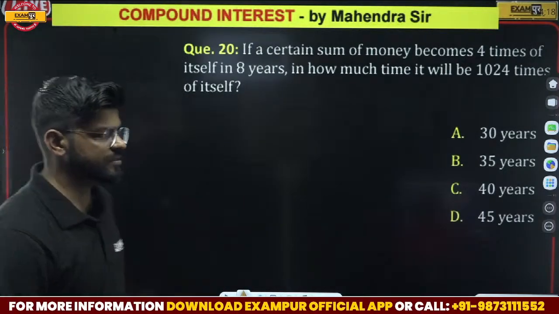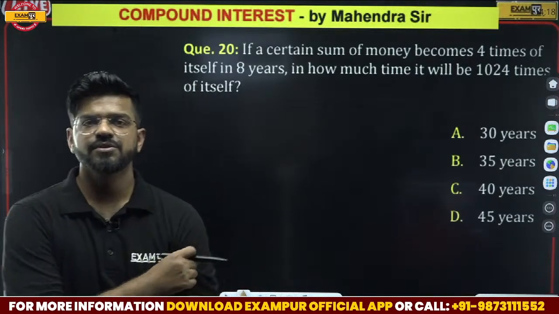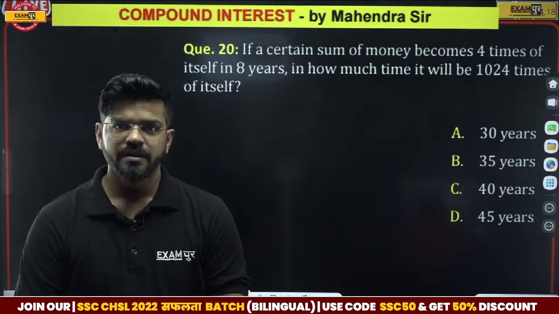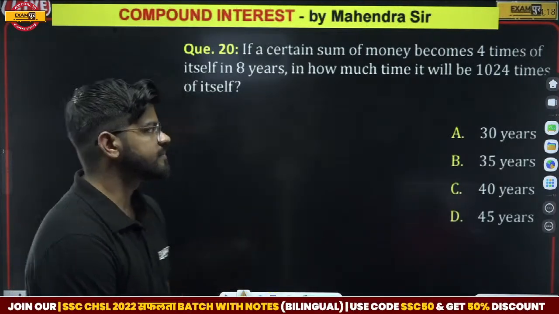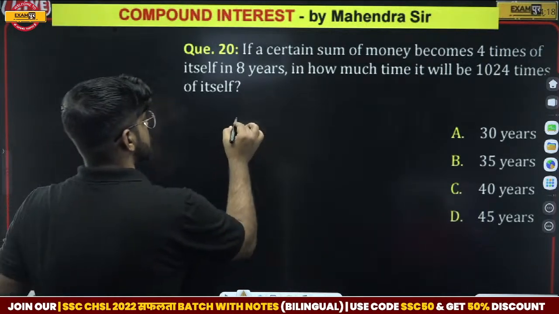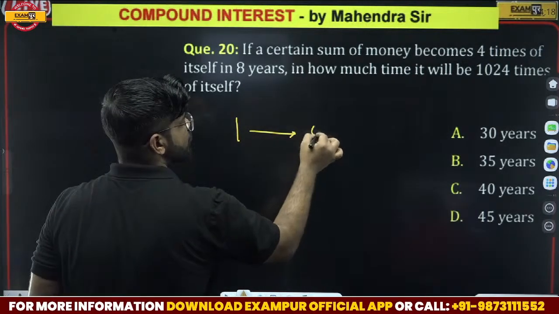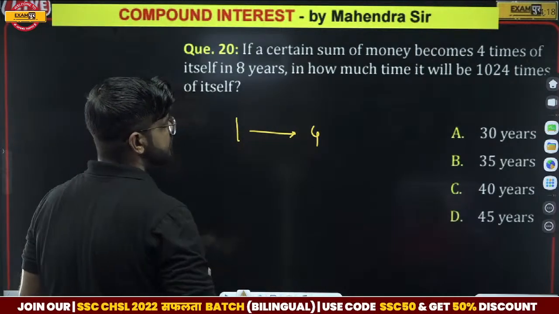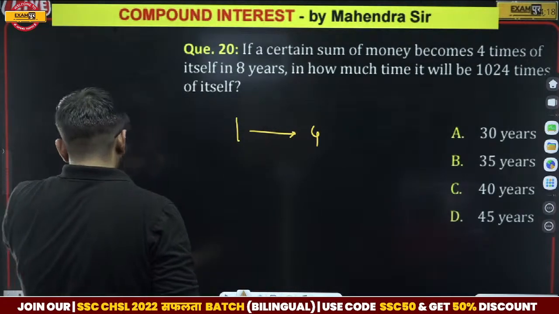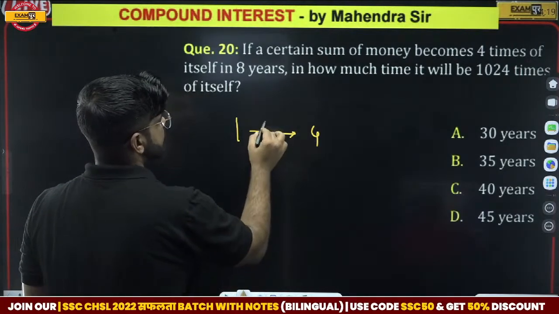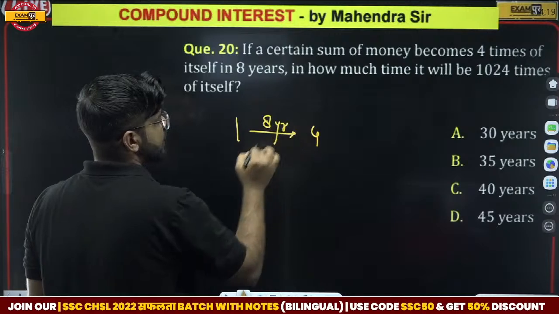Tell me the answer of this question. Now you have the short trick with you. If a certain sum of money becomes 4 times of itself in 8 years, in how many years will it become 1024 times?